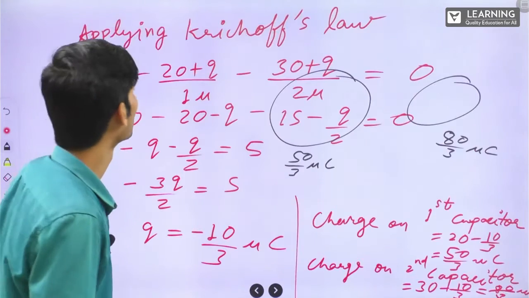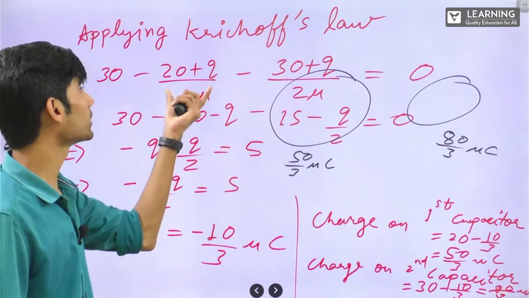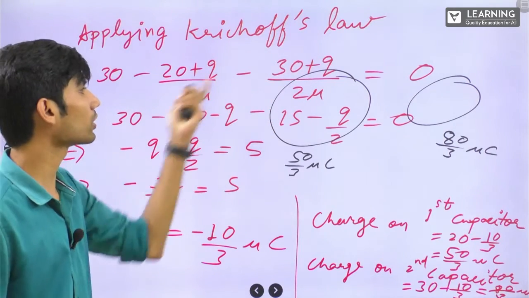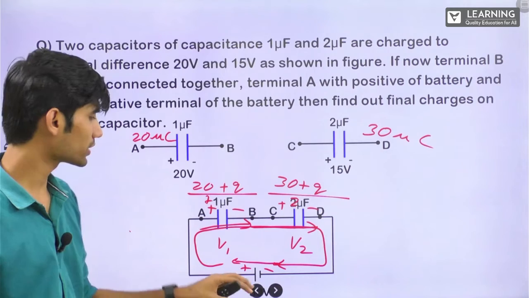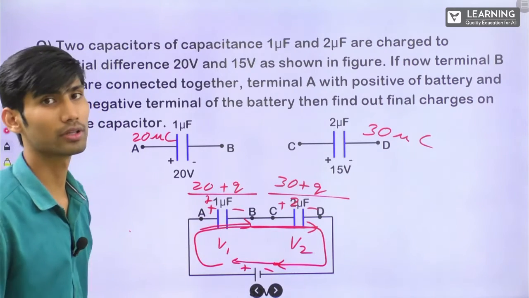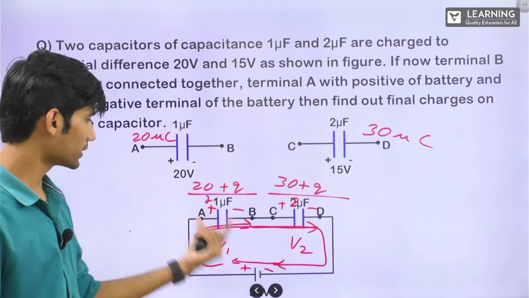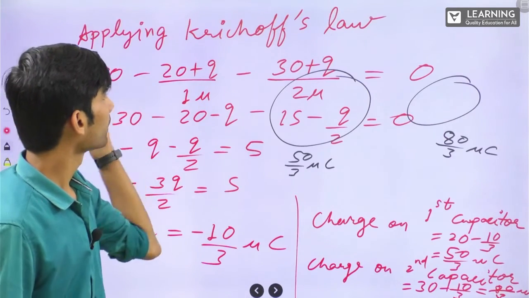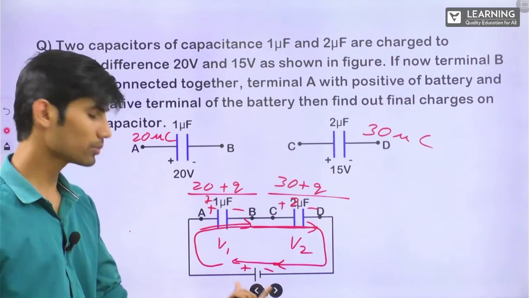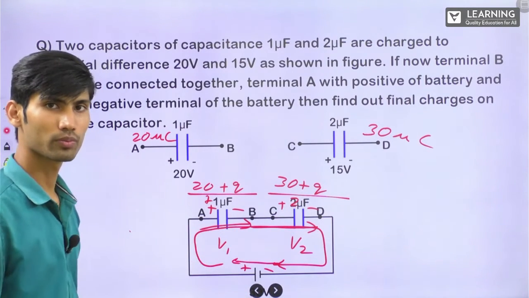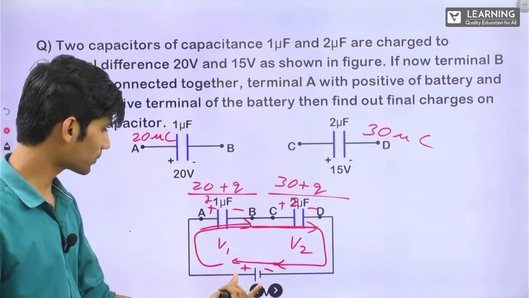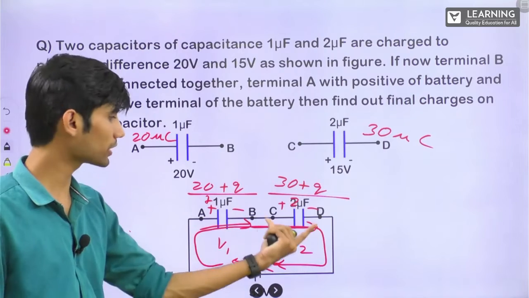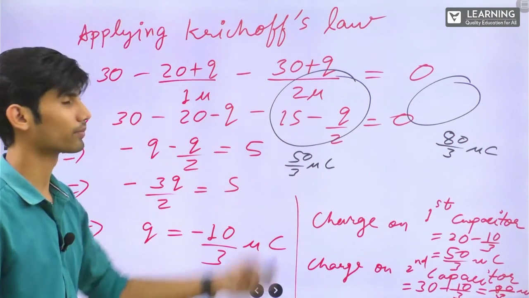This was 30, then potential drop happened in the first capacitor, potential drop happened in the second capacitor. Kirchhoff's law says that this total voltage will be divided only between these two. That means this voltage is equal to this plus this. Very simple. This total potential is distributed only between these two. So this potential will be equal to the potential drop across this plus the potential drop across this. That's what we have done. Clear?